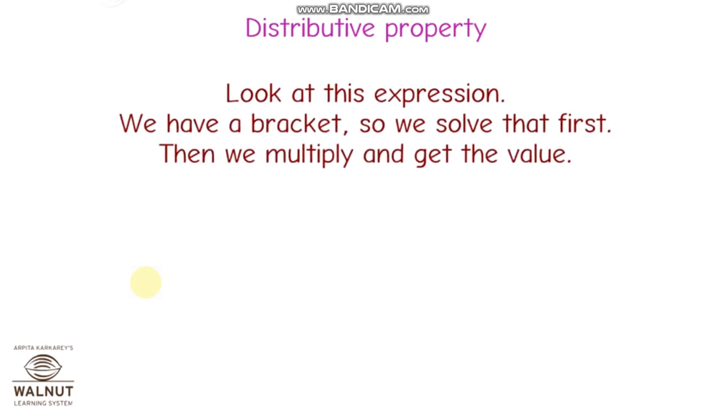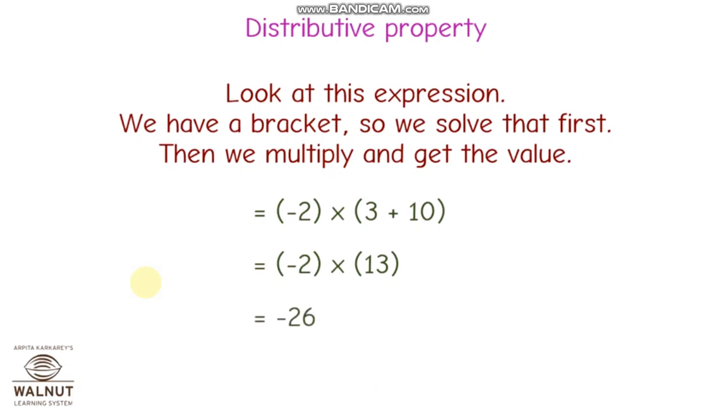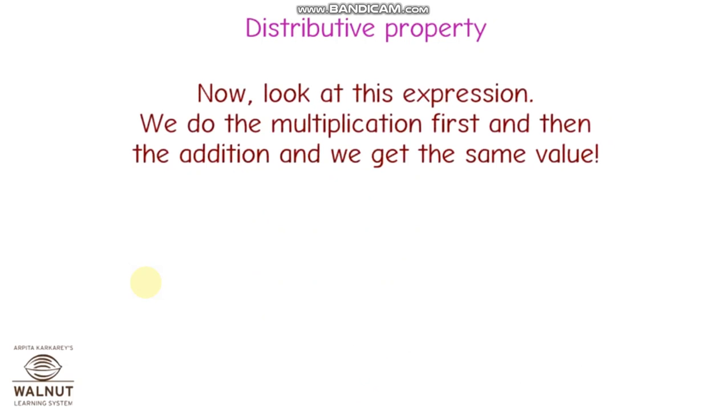Let me check. Look at the expression. We have a bracket, so we solve it first, then we multiply and get the value. Minus 2 into 3 plus 10: minus 2 is written as it is, and 3 plus 10 is 13. Now look at the expression with multiplication first and then addition; we get the same value.